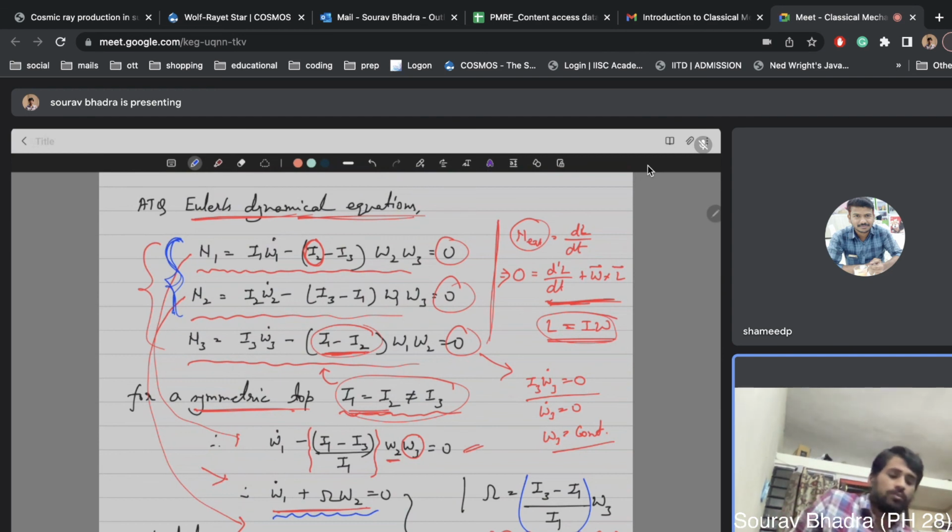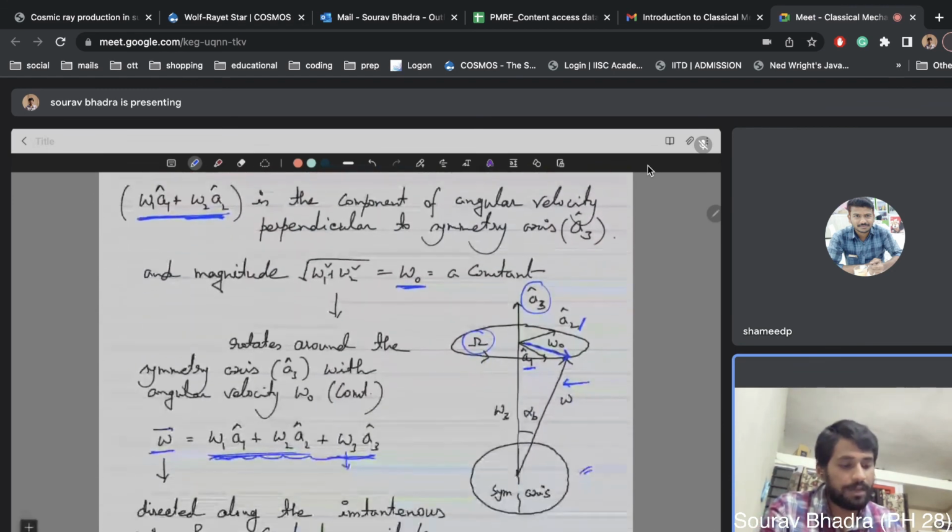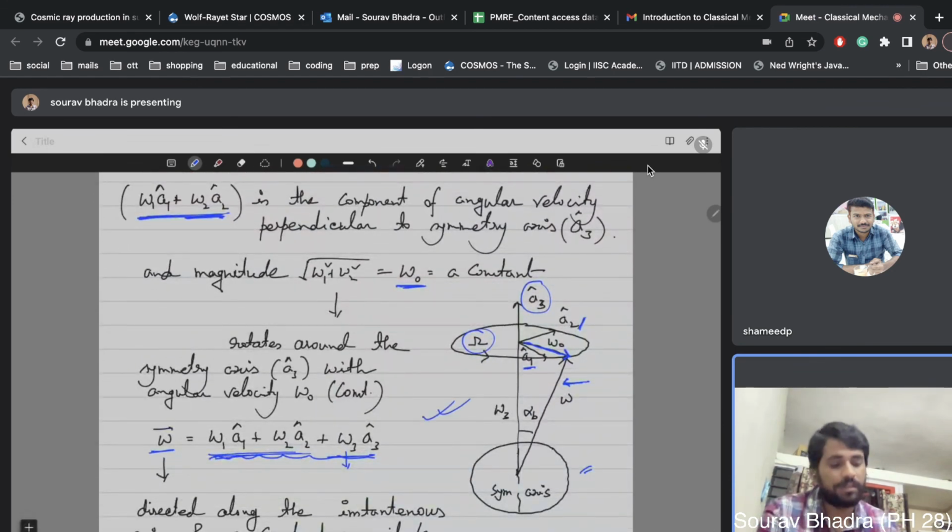So just go through it once, try to think about it, and try to understand this figure, which is important. The pictorial representation is important for this problem: how the omega is making an angle with the A3 cap. If you once go through this problem by yourself, then you can understand it better.